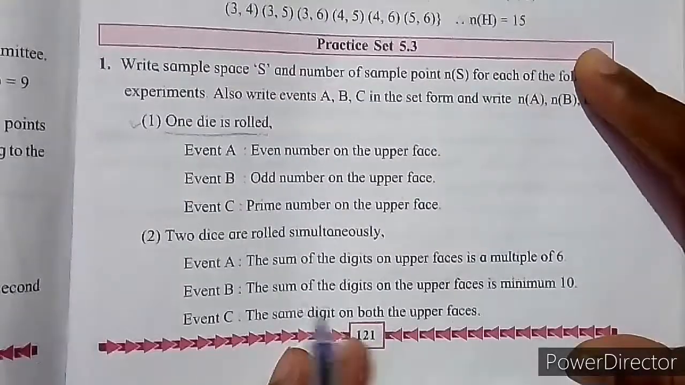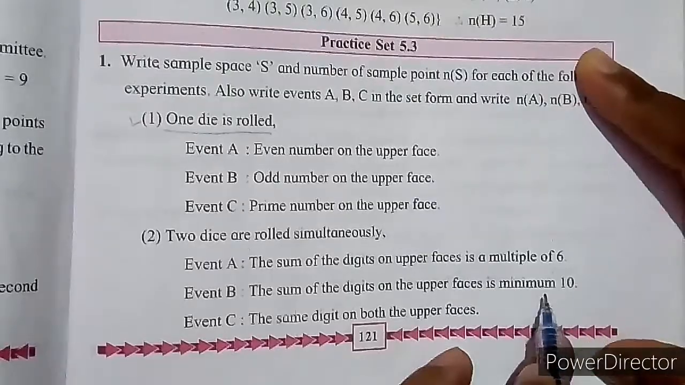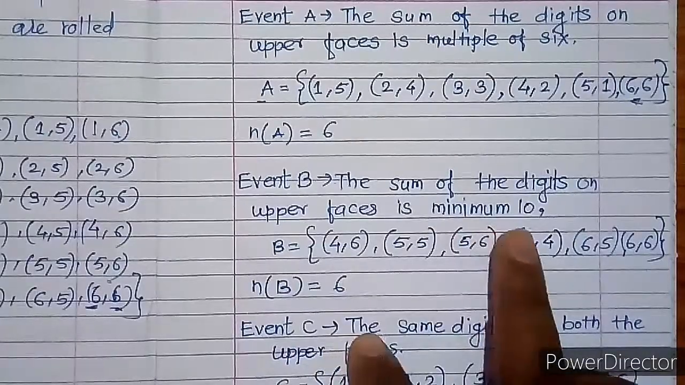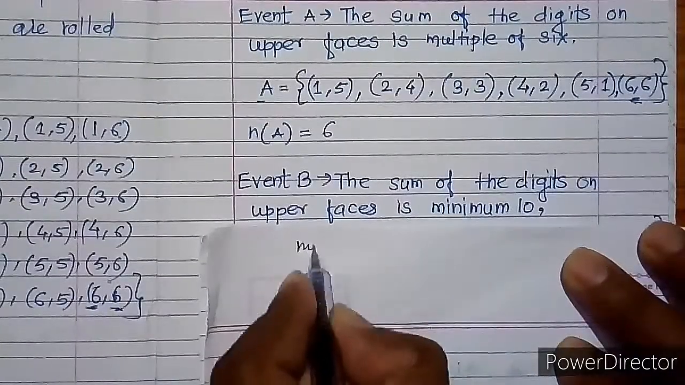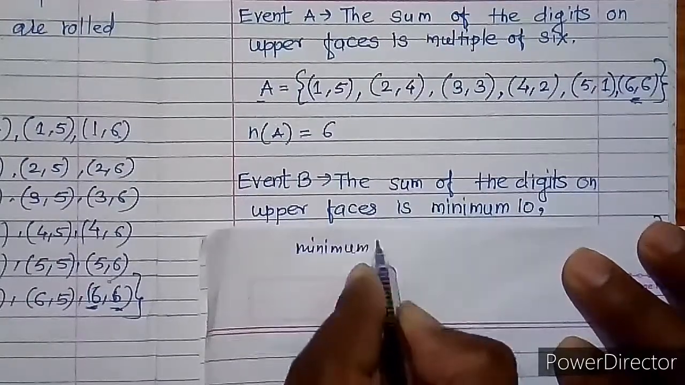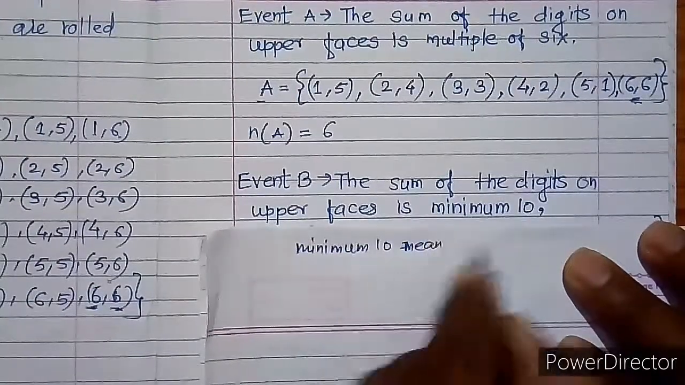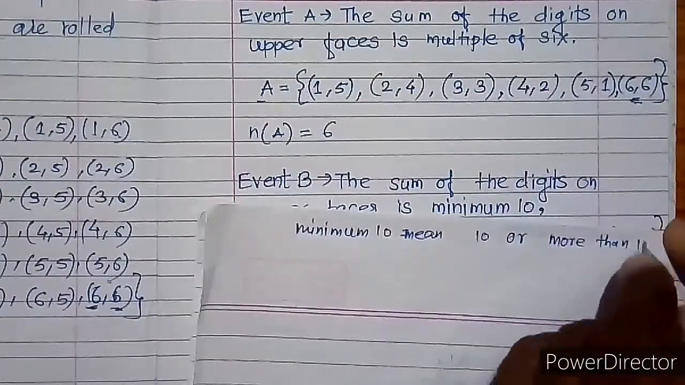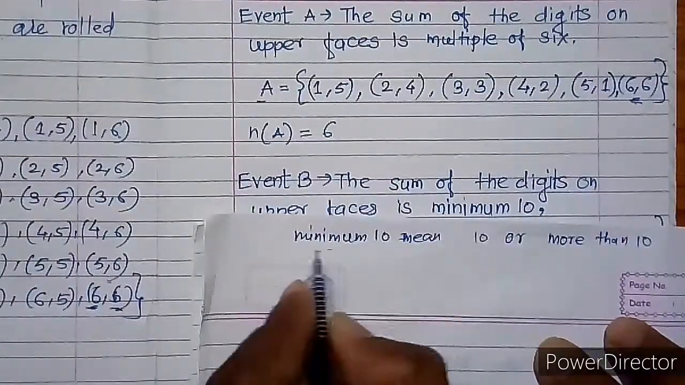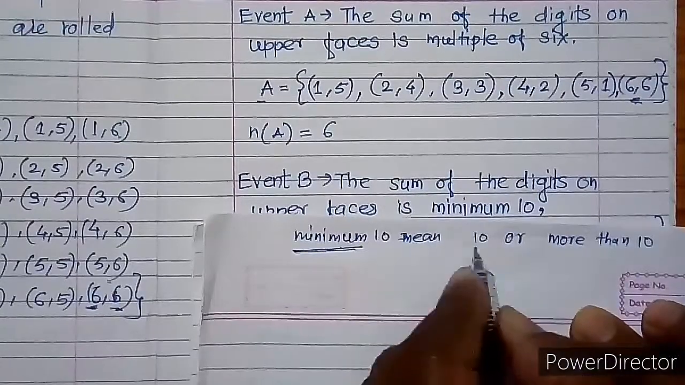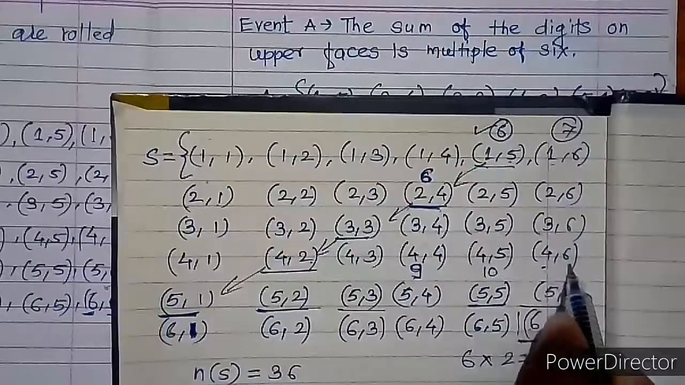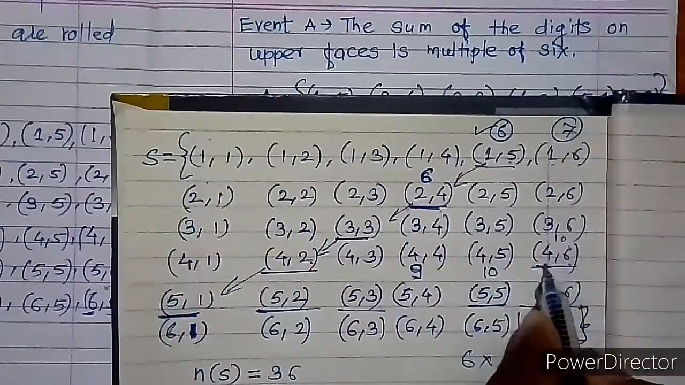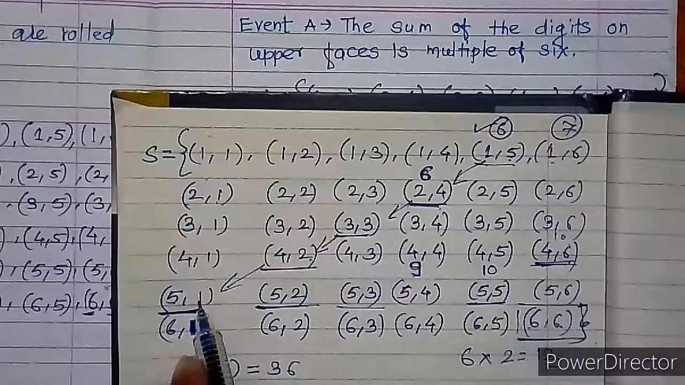Event B is that the sum of the digits on the upper faces is minimum 10. Write down in event B the outcomes where the sum of digits on the upper face is minimum 10. Now what is the meaning of minimum? Minimum 10 means 10 or more than 10. It means the sum of the digits will be 10 or more. 4, 6: the sum of these two entries is 4 plus 6 equals 10. You can take 10. Then 5, 1 is 6, it is not valid.